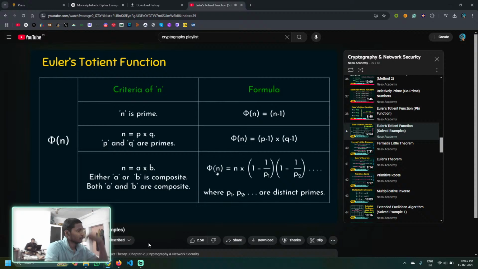So the formula is phi of n is equal to n into 1 minus 1 by p1 into 1 minus 1 by p2 into 1 minus 1 by p3, and you continue this as long as you get distinct primes. Here p1, p2 are prime numbers. I know it will be difficult for you to understand this part. Anyway, don't worry about this now. When we see some examples, you can easily understand. While waiting, let's dive into example number 1.